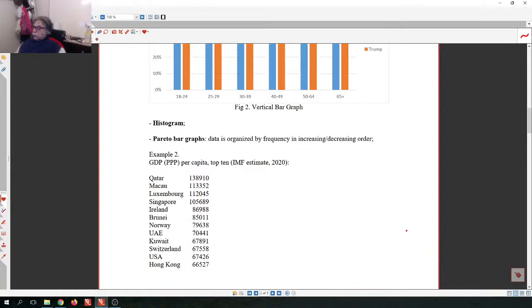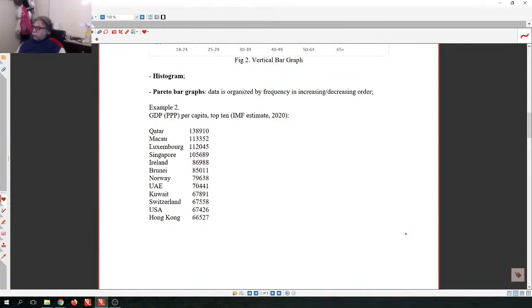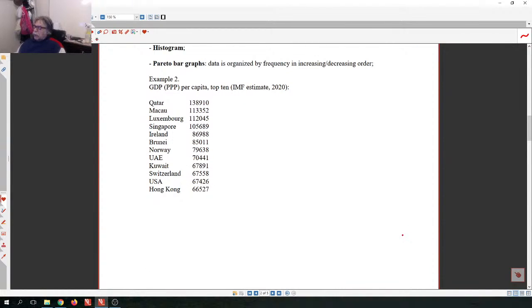Okay, another vertical bar graph that we use very often is the Pareto bar graph. Now, a Pareto bar graph is usually organized in an increasing or decreasing fashion, which means that we put the tallest class first, and then the next one, and the next one, and so on. The bars are done that way.